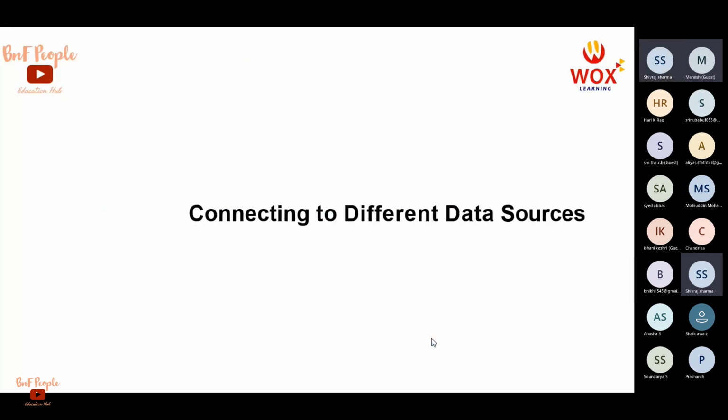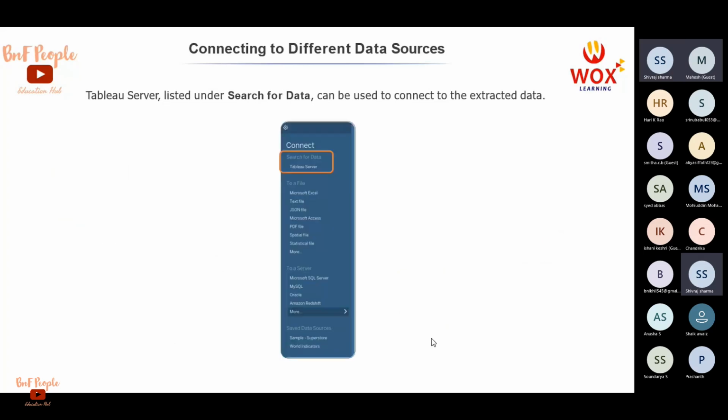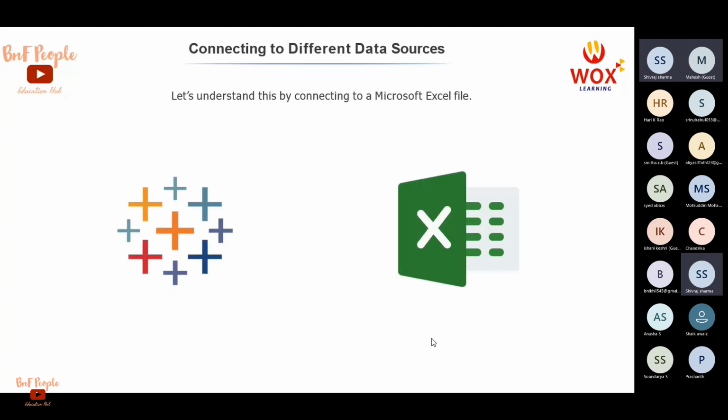Then we saw connecting to different data sources, what different data sources are available with Tableau that we can connect with our data sets. These are some of the sources available in Tableau, and it is not limited to these connections. So the first one was your Tableau Server itself, and the different file formats that are available.